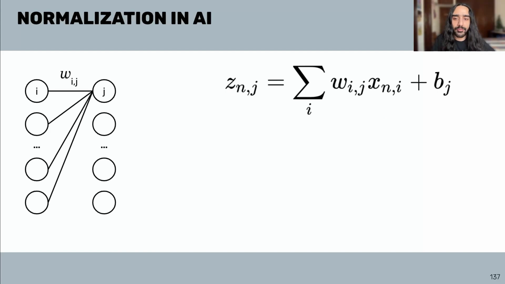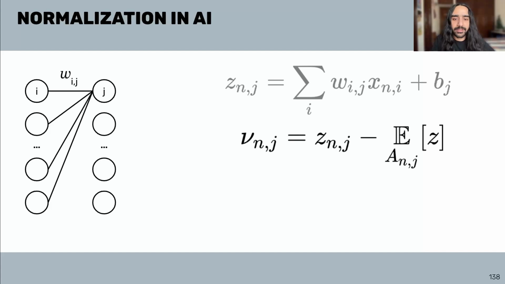Let's assume that we have an input layer with a neuron I, and we have an output layer with a neuron J. The value of neuron J will be the scaled summation over all the input neurons plus some bias term. Now, let's say if we want to normalize this neuron J, we will first center its value around the mean over a pooling subset A.